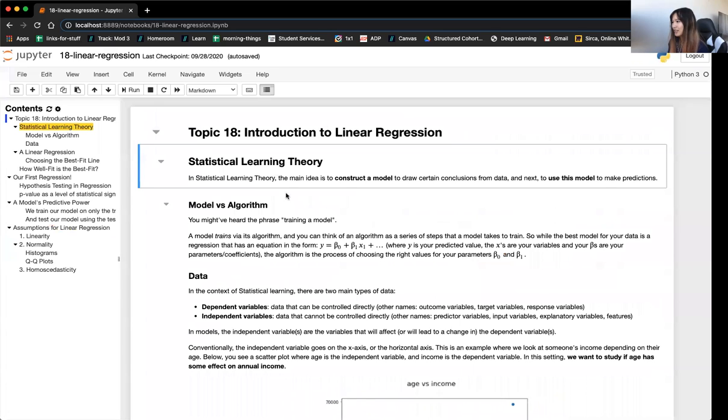So, introduction to linear regression is actually part of statistical learning theory. This phrase is not super important to remember, but if anyone ever brings up statistical learning theory, that's what it is. The main idea of statistical learning is we're constructing a model to draw certain conclusions from data and also to use a model to make predictions. Over the course of this study group, we'll talk about how we can draw conclusions about our data from our model and also how we can use this model to make predictions.